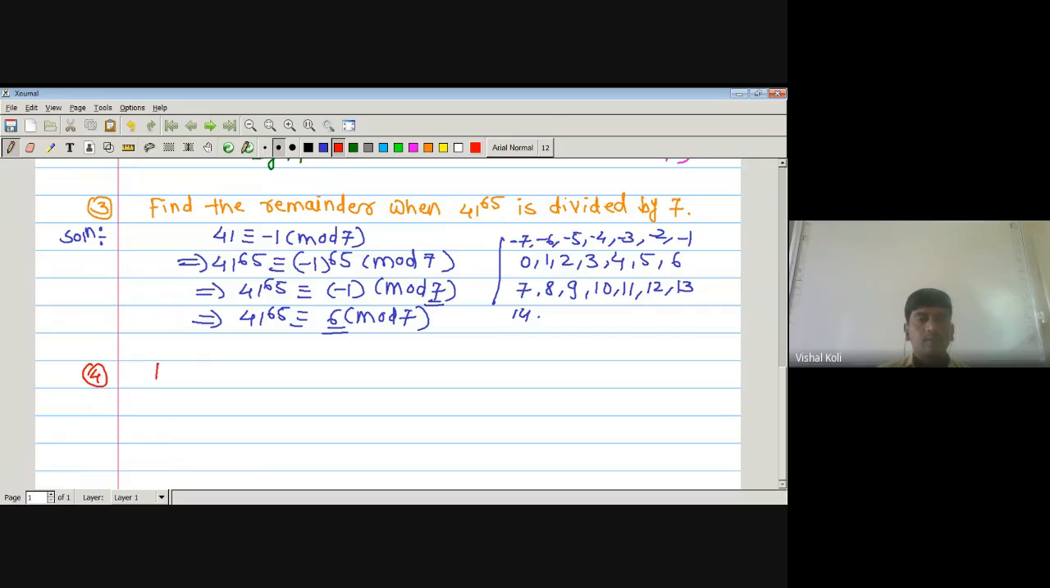4th one, find the remainder when 4444 to the power 4444 is divided by 9. Here we have to find out the remainder of the term 4444 to the power 4444 divided by 9.